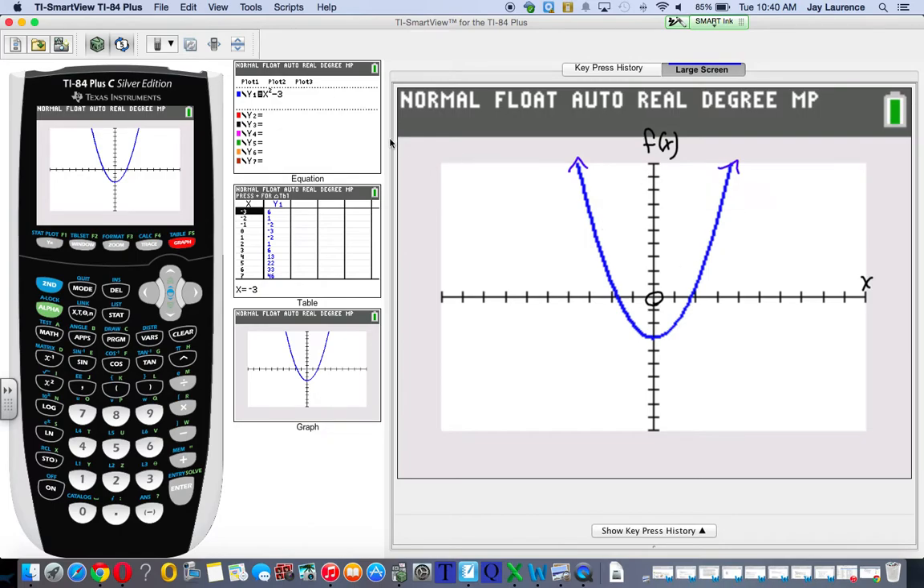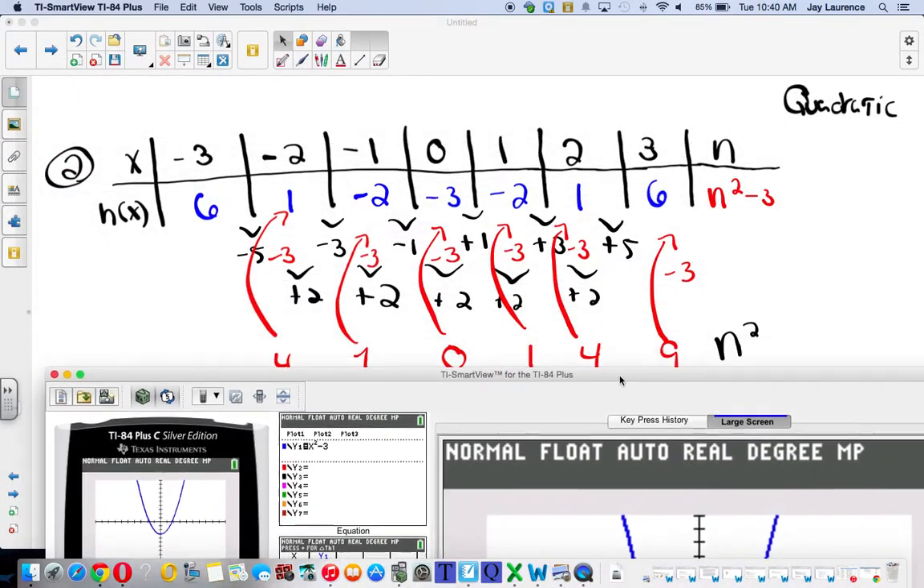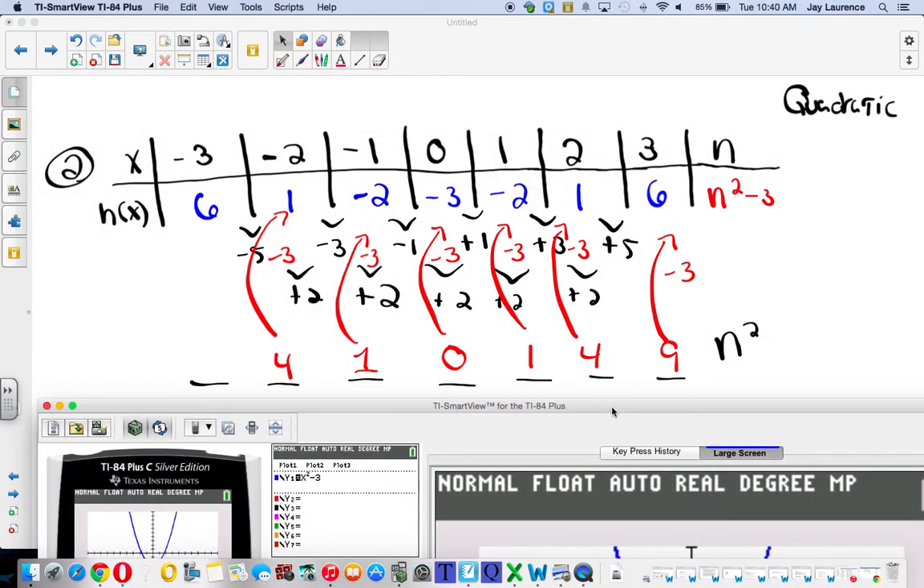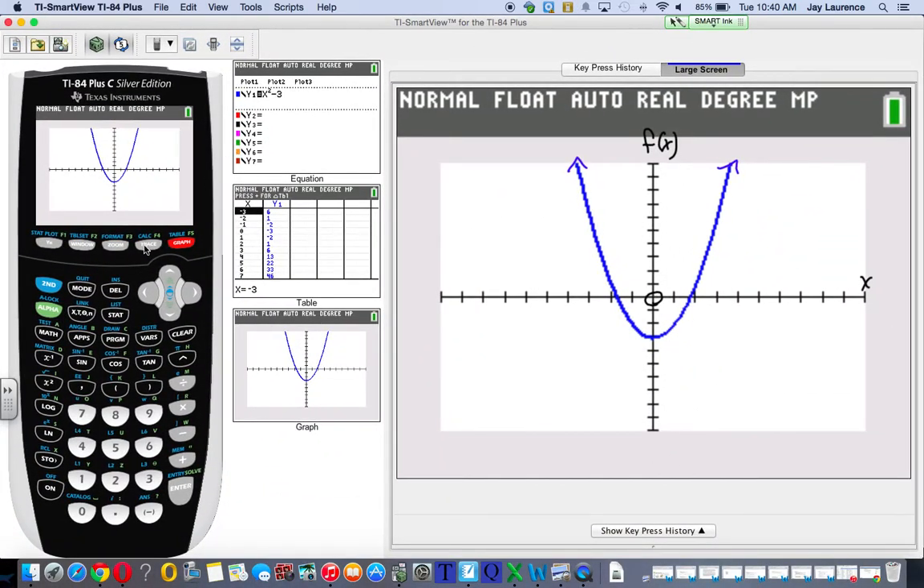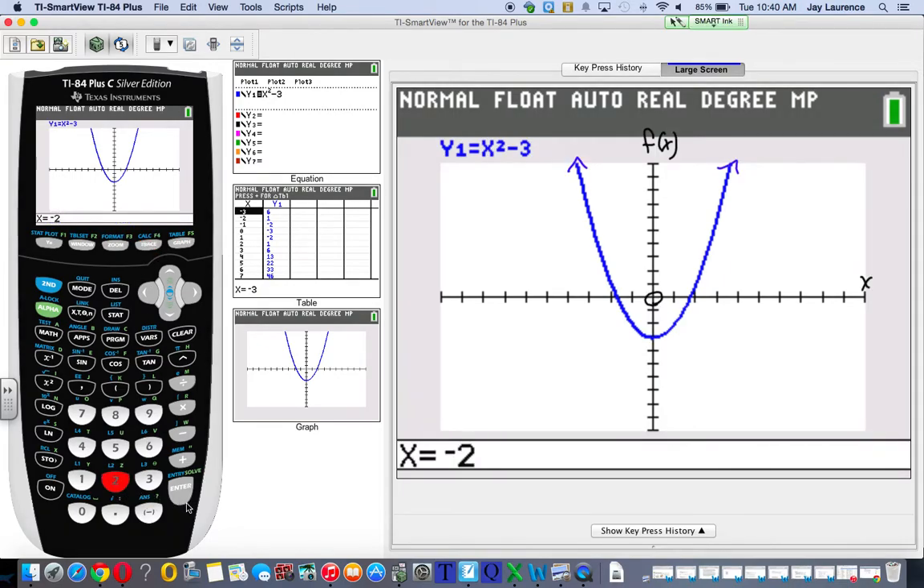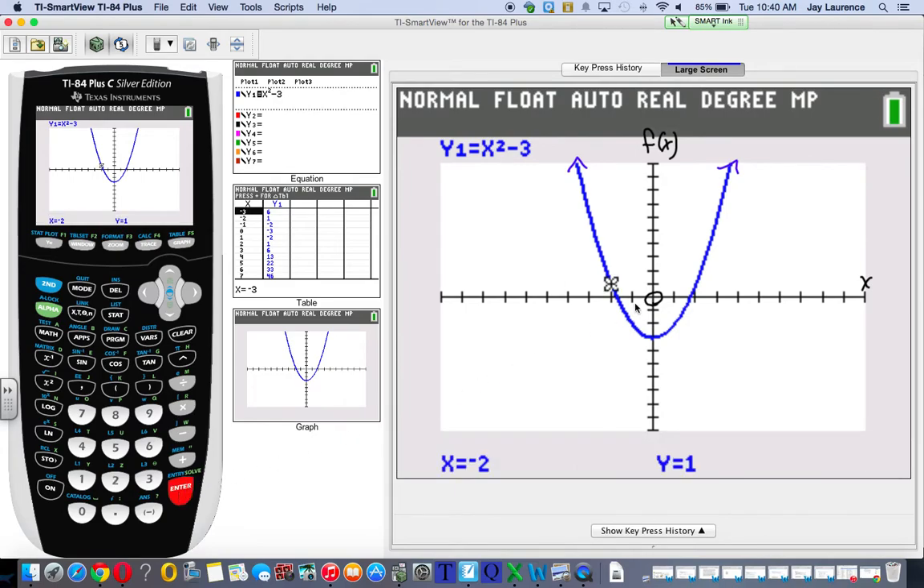All right, now again, if I wanted to test and see if I had some right, let's see, when x was -2, I should get 1. So I can go like this. I can go trace right there, and then put in -2 for x, and sure enough, I get 1 out for y. See it right there? Okay, that would be the point -2, 1. That's on this function.